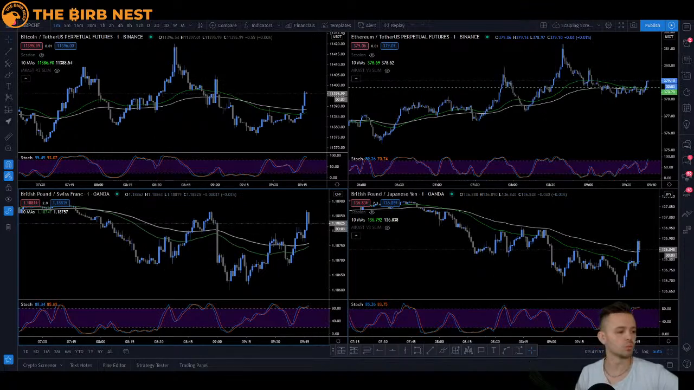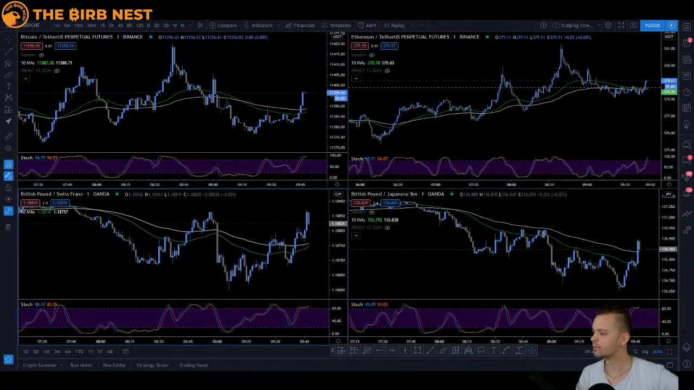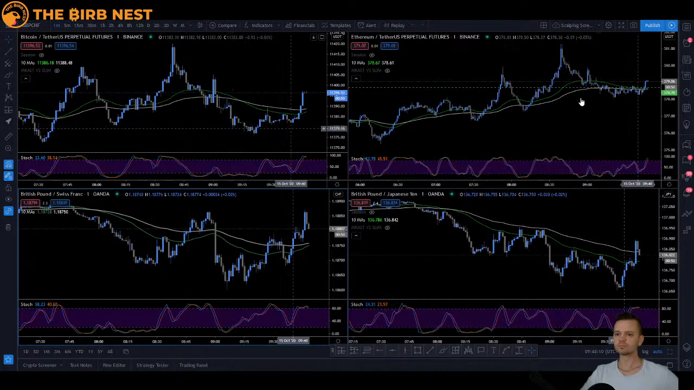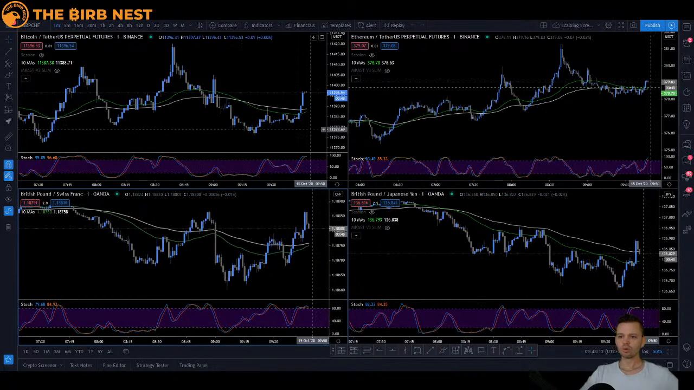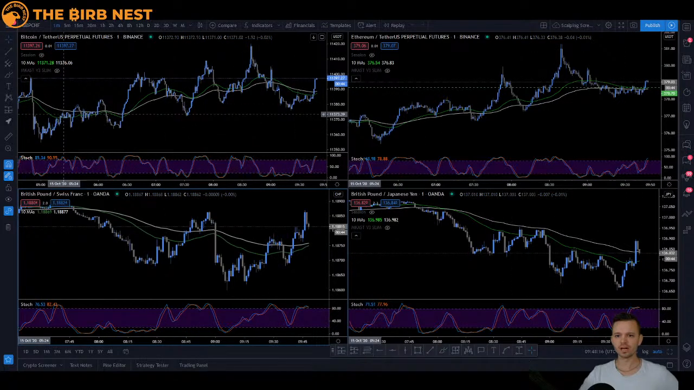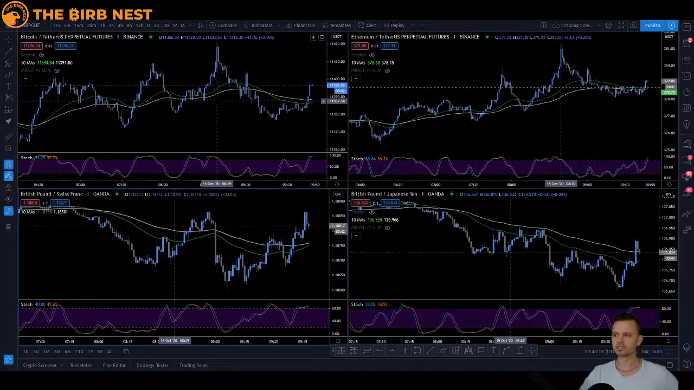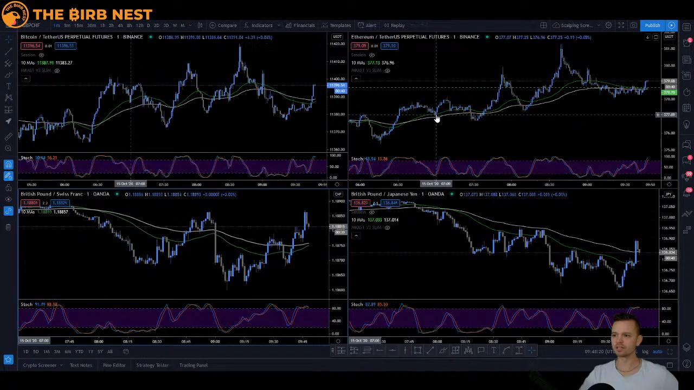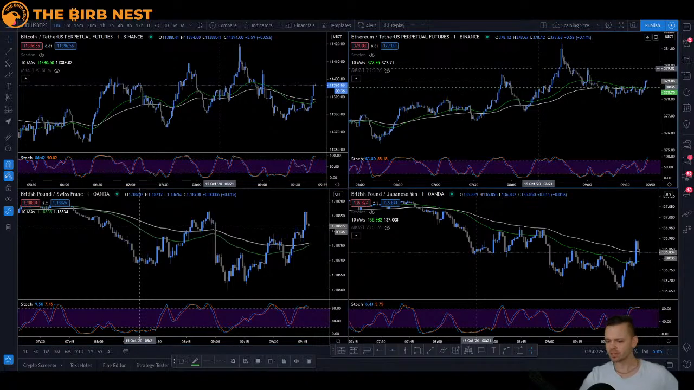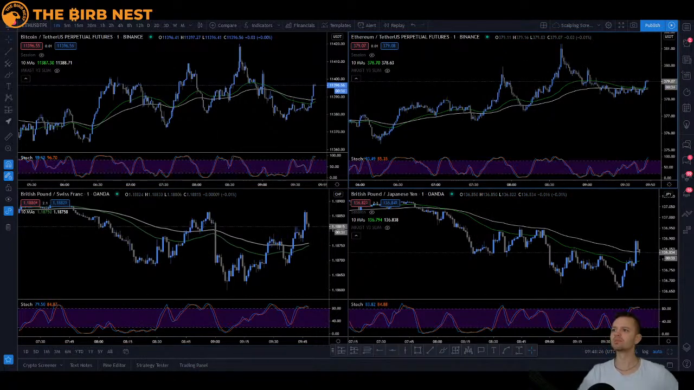Let's see, what do we have here? Right, so we're getting an up move from Bitcoin, but it's ranging right here. I'm not really seeing a proper range developing on the 1 minute. The range on Ethereum is a bit cleaner, but not really that interesting.